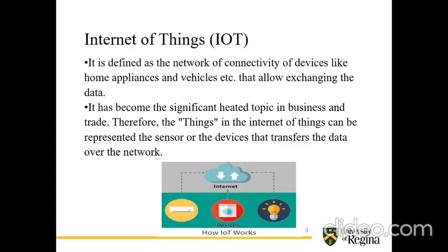Internet of Things. It is defined as the network of connectivity of devices like home appliances and vehicles that allow exchanging the data. Anything where we need to exchange data comes under the Internet of Things, especially where we use sensors and other small devices. It has become a significant heated topic in business and trade. Therefore, the things in the Internet of Things can be represented as the sensors or the devices that transfer the data over the network. So things means sensors or the small devices we use to create a network in order to transfer the data.